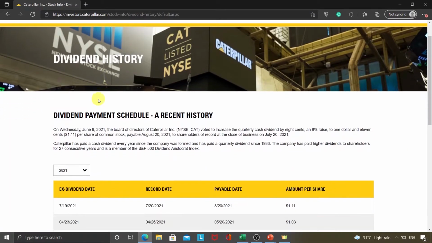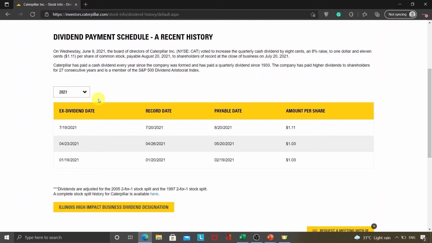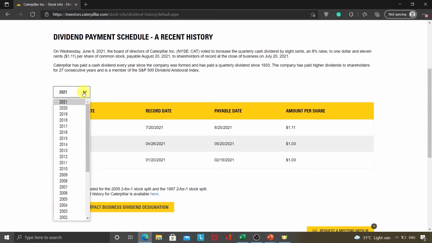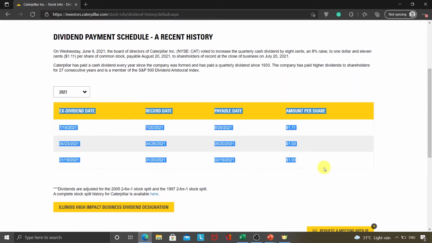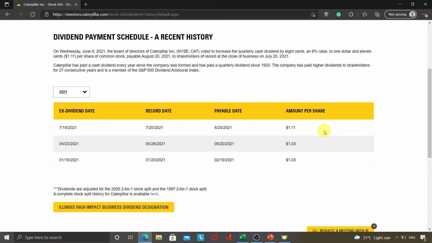And when you go and see this website, you can see that they have provided the dividend details for 2021, 2020, 2019, and all the previous years. Now, what you can do is take the details of dividend from here and copy and paste these details into Microsoft Excel. Or there are certain other websites which compile all the dividend details for any particular company.